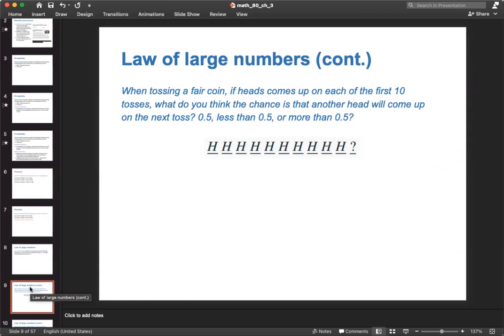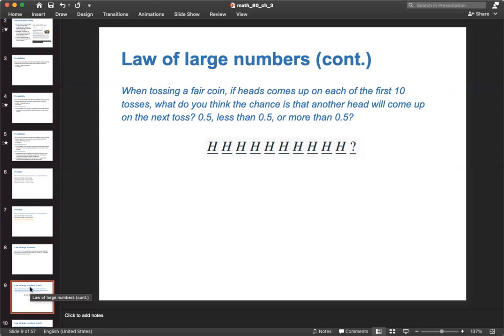And let's take a look here. This is a fun little example using the coin flip. So if you have a fair coin, and heads comes up on each of the first 10 tosses, so you flip heads 10 times in a row, then on the 11th toss, do you think you have a better chance of getting heads again, or tails, or something else? Is it still 50%? Is it still 0.5? What do you guys think? I'll have you take 10 seconds to think about that.